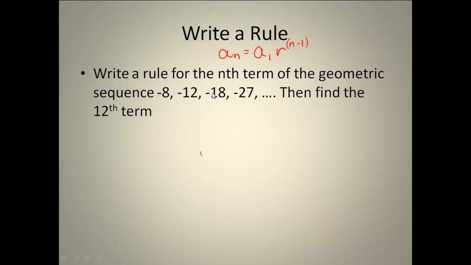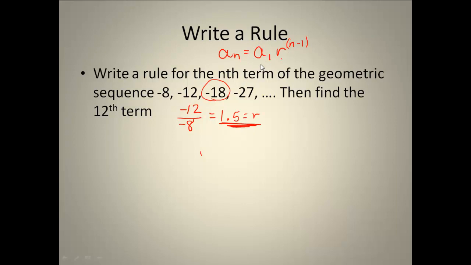So what I need to do first is I need to find out what my r value is. So I need to think of my common ratio, which means I can take my a sub 2 divided by my a sub 1 term. When I do that, I end up getting 1.5, so that's equal to my r. Now if you want to check it with the next two terms just to make sure you didn't miscalculate it, you can take your negative 18 divided by a negative 12 and you'll come up with that same 1.5. So we have our r value now.